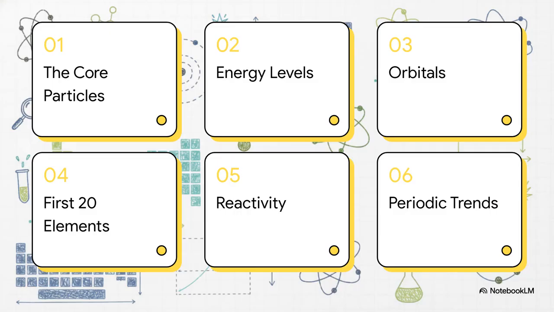All right, here's our roadmap. We are starting at the nucleus with the core particles, zooming out to energy levels and those complex orbitals, spotting the pattern for the first 20 elements, and then applying all of that to figure out chemical reactivity and how to actually decode the periodic table.